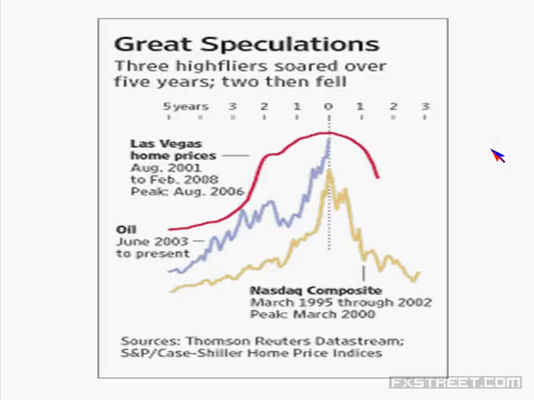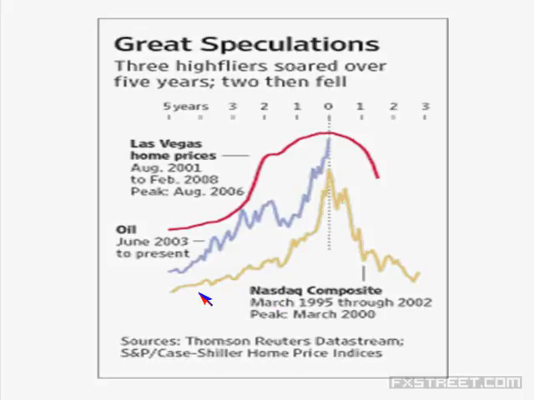So in the article, they show three prices in comparison. They show the Las Vegas home prices between August 2001 and February 2008, with the peak being August 2006. Oil prices, they say at the time when they published this, hadn't really popped yet. In 2008, they reached about $150 a barrel. Now that chart would look a little bit different. We would see the pullback in oil prices as well, as far as long-term development is concerned.